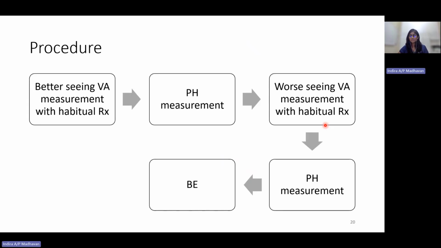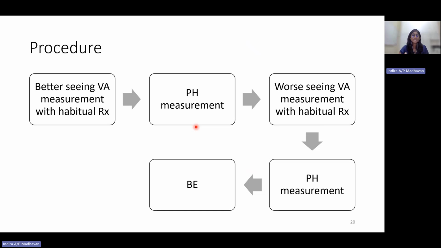Okay, now we move on to the procedure. So the procedure, how to do the VA measurement procedure. First, always start with the better seeing eye first, with the habitual correction.